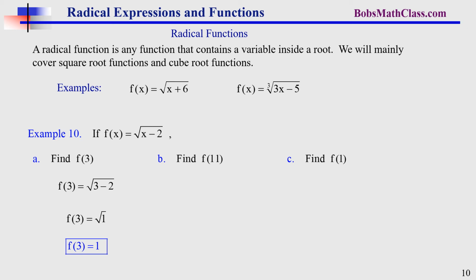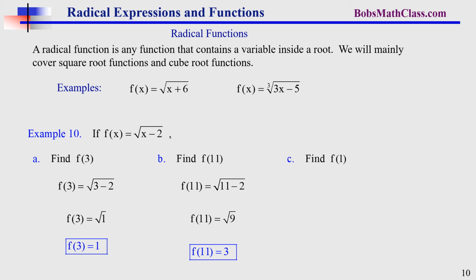Part B, let's find f of 11. So everywhere you see an x, replace x with 11. So 11 minus 2, simplify that, that'll give you 9. And then the square root of 9 is 3. So f of 11 equals 3.